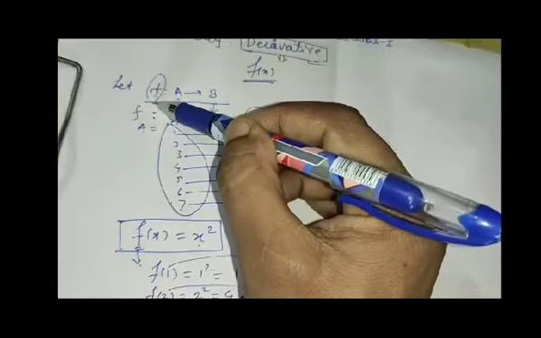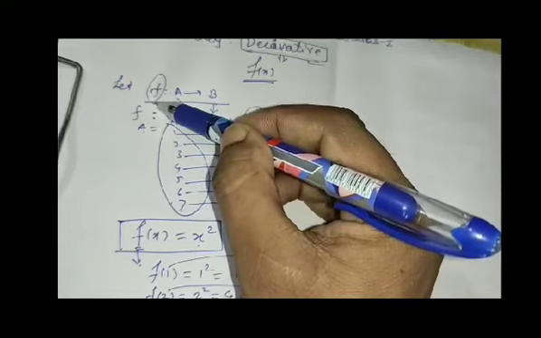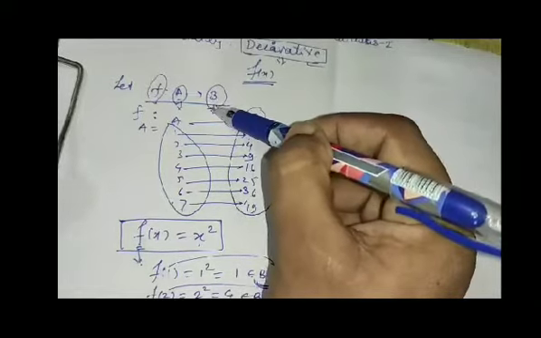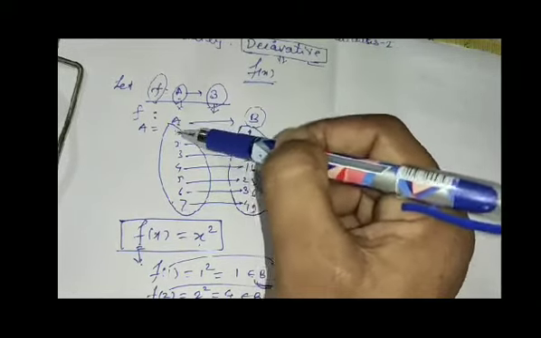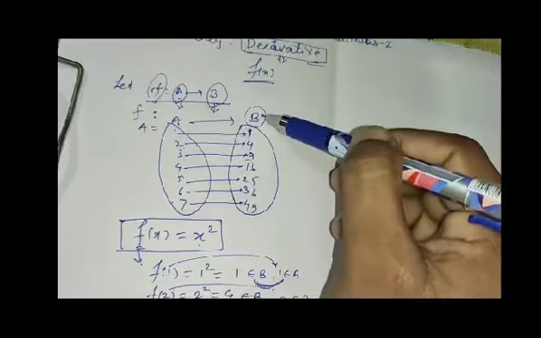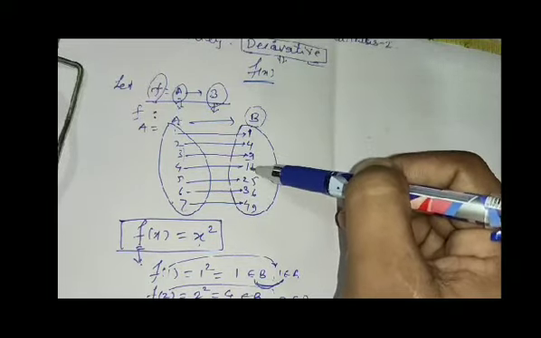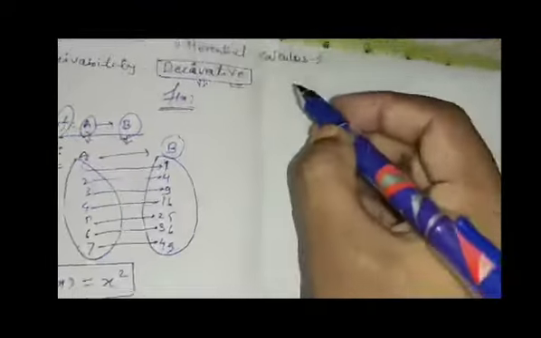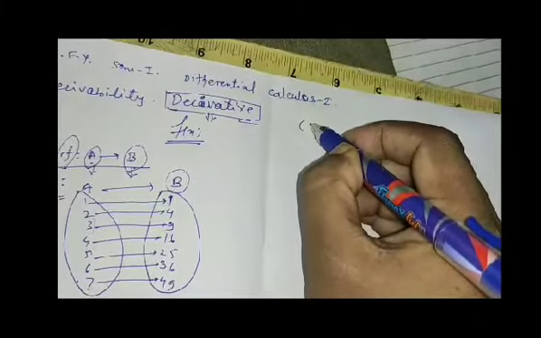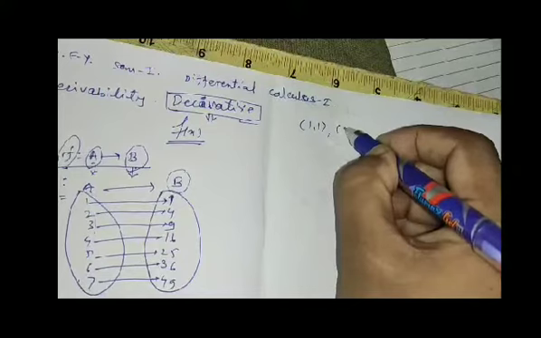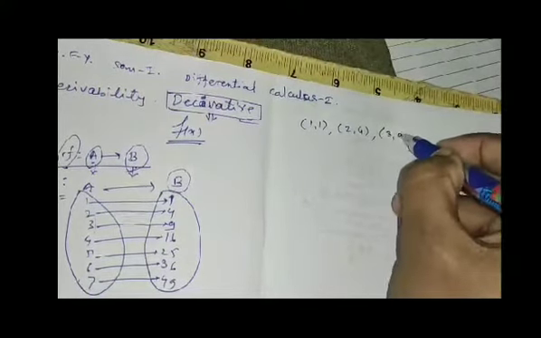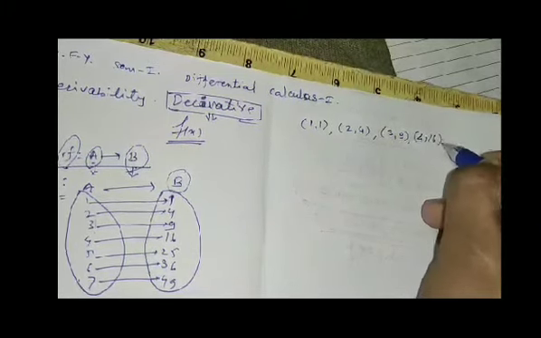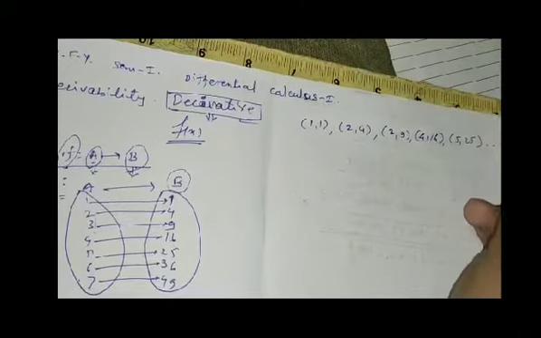Function is some special type of rule by which elements of set A associate to set B. This set A is 1, 2, 3, 4, 5, 6, 7, 8, and these 1, 4, 9, 16, 25, 36 are the elements of B. So we get ordered pairs: 1 associates to 1, 2 associates to 4, 3 associates to 9, 4 associates to 16, 5 associates to 25, and so on.